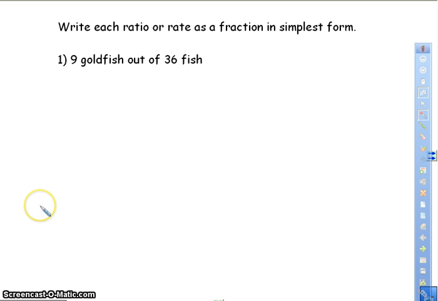So the first thing we're going to do is write each ratio or rate as a fraction in simplest form. I have 9 goldfish out of 36 fish, so I'm going to put 9 over 36. Remember, your ratios can be written as fractions. It's important that you do 9 out of 36. So 9 is the numerator, 36 is the denominator, and then we're going to simplify.